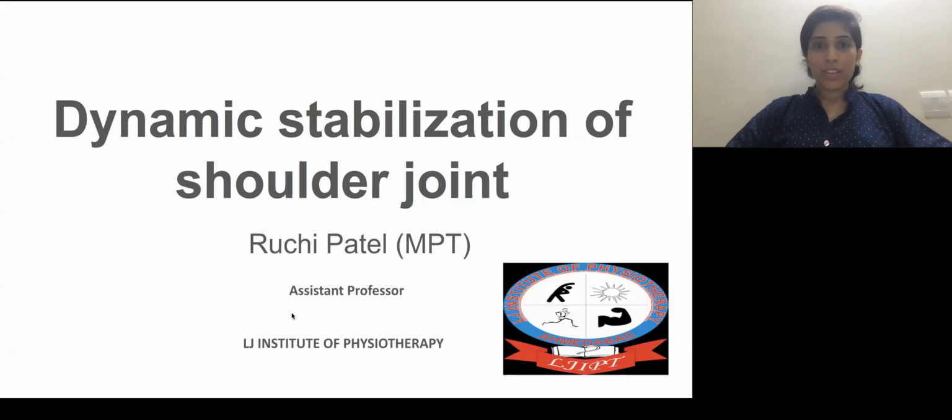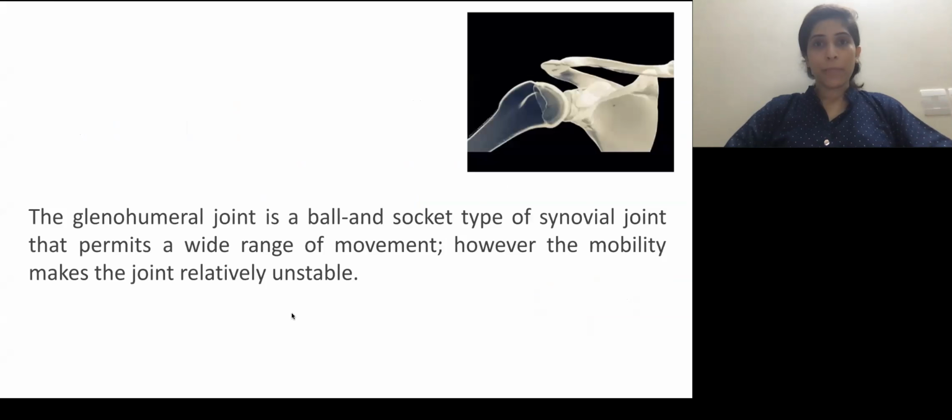Today I am going to discuss the shoulder complex, and in the shoulder complex, we are going to learn about the dynamic stabilization of the glenohumeral joint. As we all know, the glenohumeral joint is a ball and socket type of joint, and the articulating surfaces are the head of the humerus and the glenoid fossa.